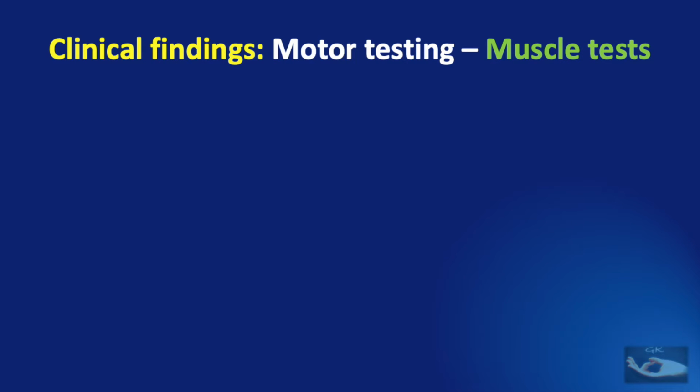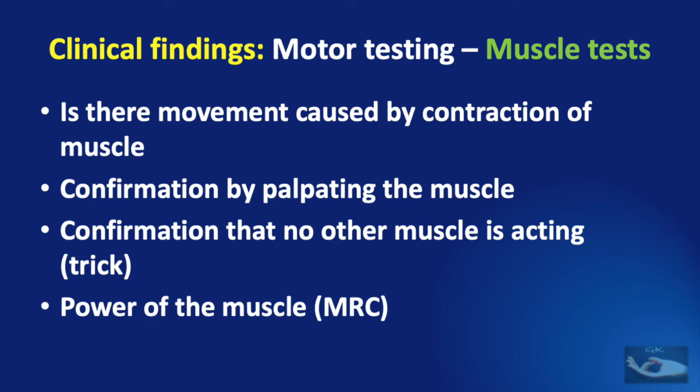Then the individual muscles were tested, and in the case of each muscle that was tested, 4 points were noted. Was there movement caused by the contraction of the muscle? And we confirmed by palpating the muscle or the tone of the muscle that was contracting, and we confirmed that no other muscle was acting. That is, there is no trick movement involved in carrying out that action. And lastly, the power of the muscle according to the MRC grading was also recorded.